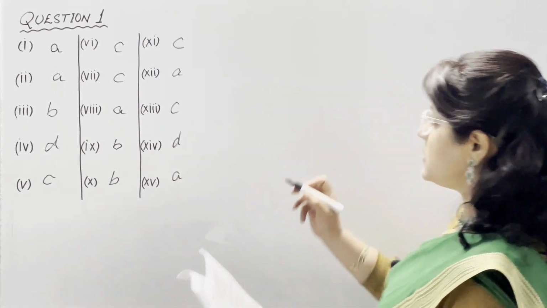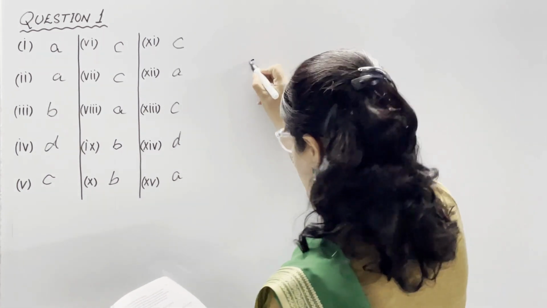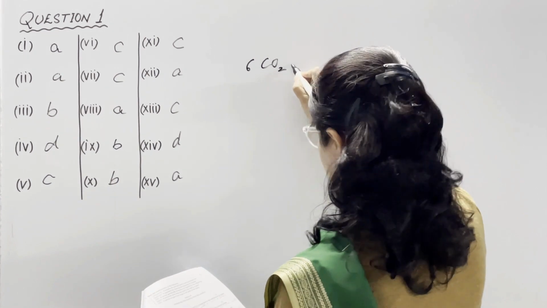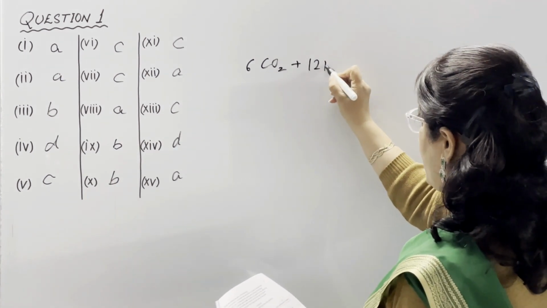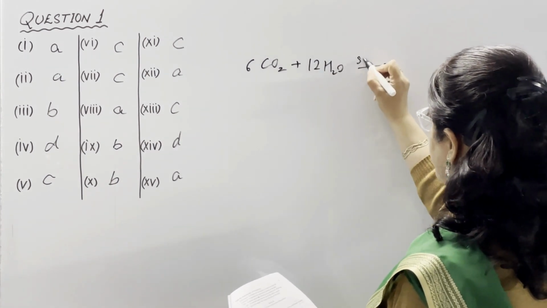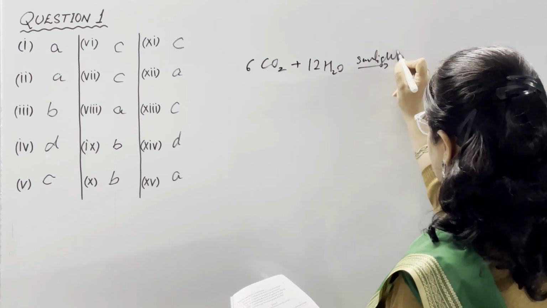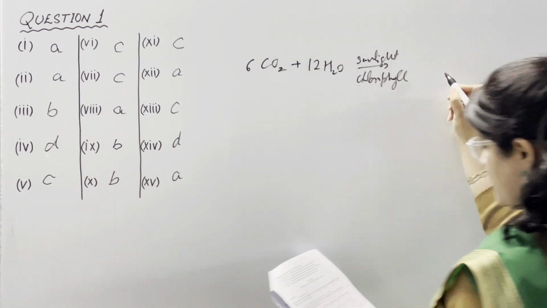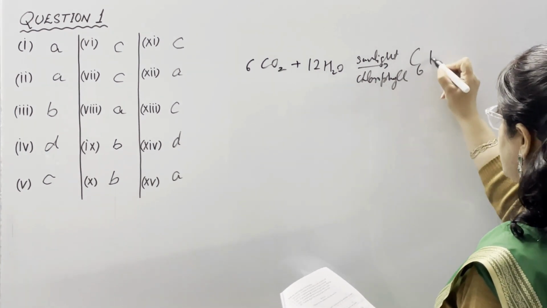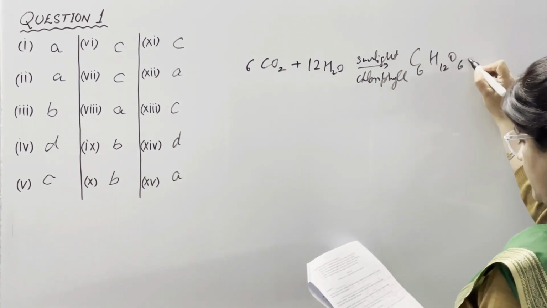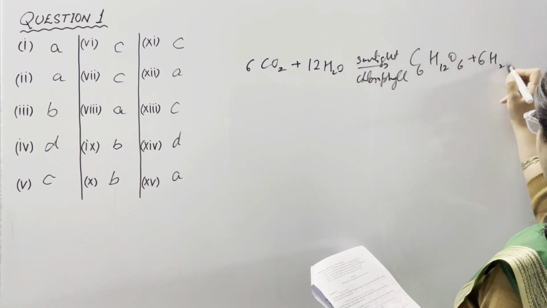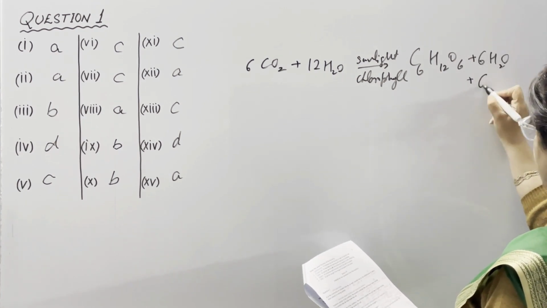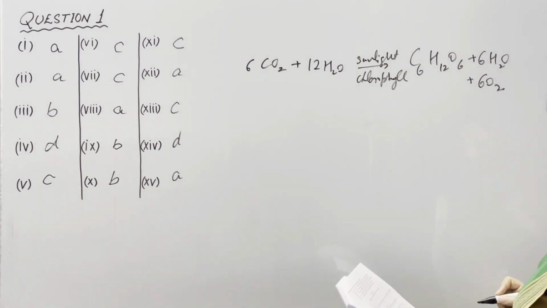For photosynthesis, we know the reaction is 6 CO2 and 12 water molecules in the presence of sunlight and chlorophyll gives glucose, C6H12O6, plus 6 molecules of water and 6 molecules of oxygen.